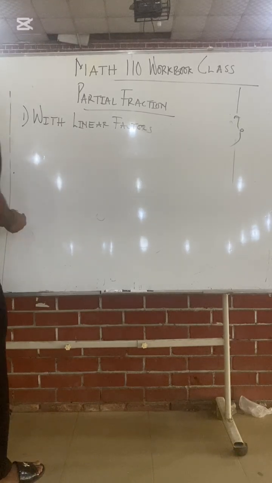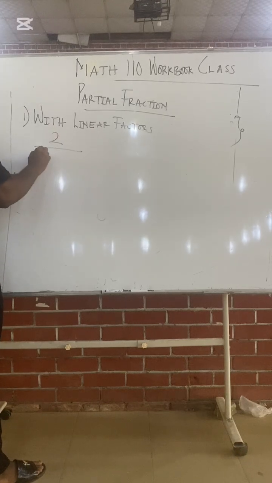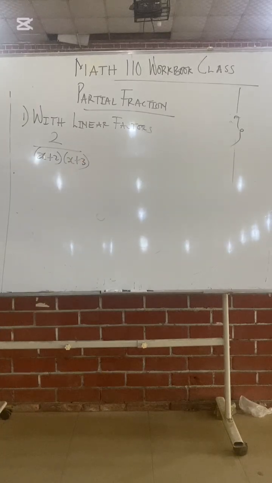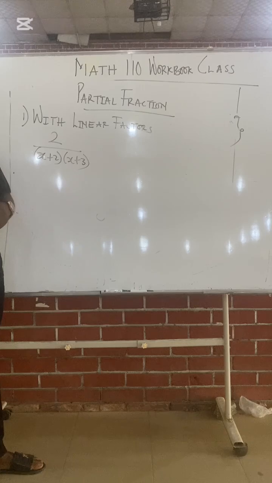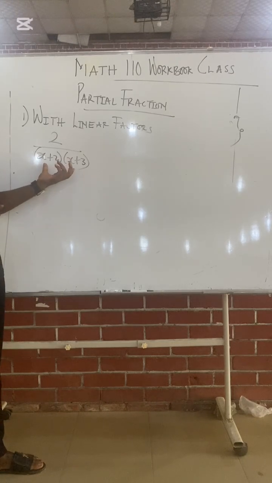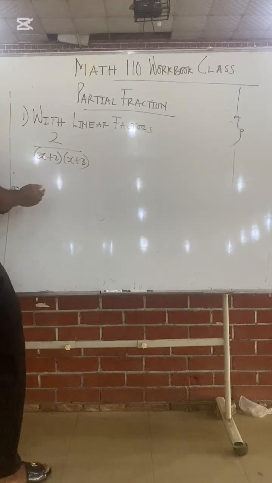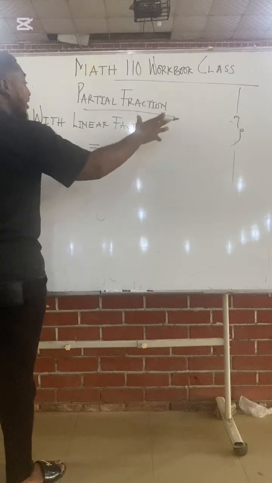Class, look at this: 2 all over (x plus 2)(x plus 3). Class, why do we call this linear factor? Because the highest power of x is 1, so we call it linear. Class, the denominator is the one that we look at when looking at partial fraction. For this kind of partial fraction, you can be given this question in the exam and asked to decompose it, which means that there are 2 fractions that can be added up together to give this fraction.